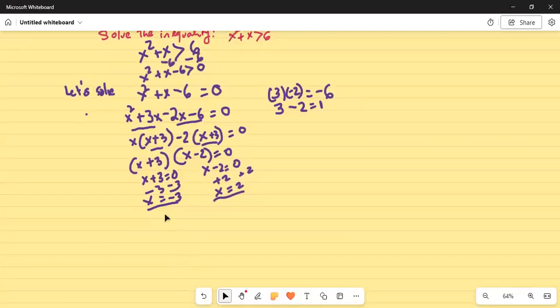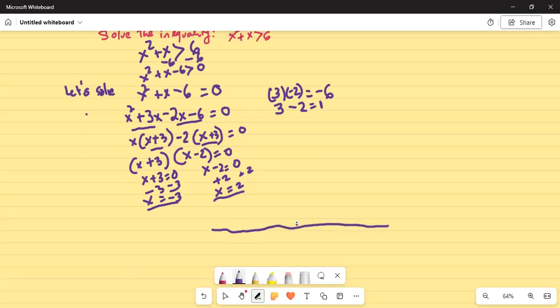So if I would have solved the equation, then x is minus 3 and x is 2. These are two solutions. But of course, I'm interested in solving for the inequality. So let's draw a number line first. Okay. So let's suppose this is 0. And then we have minus 1, minus 2, and minus 3. And on the other side, I have positive 1 and positive 2.